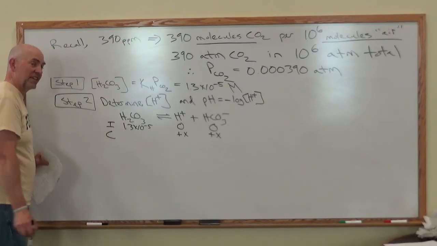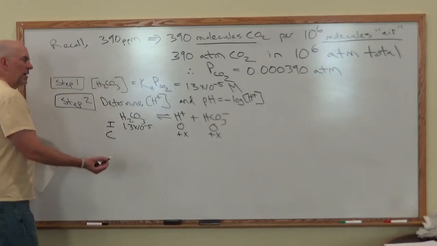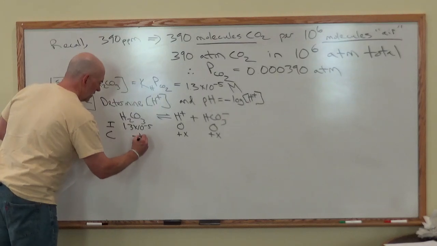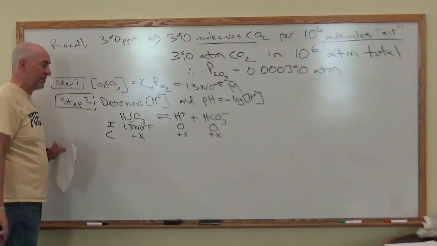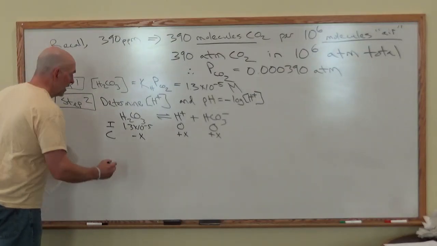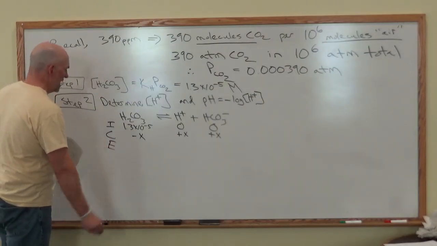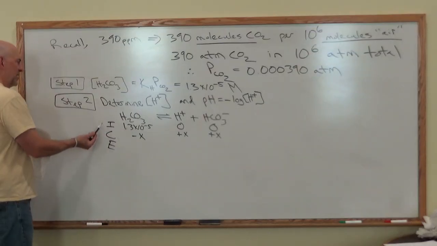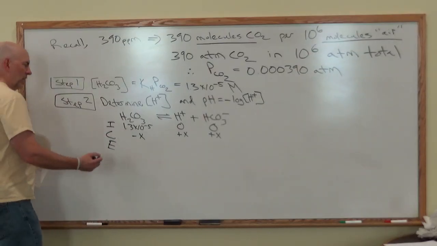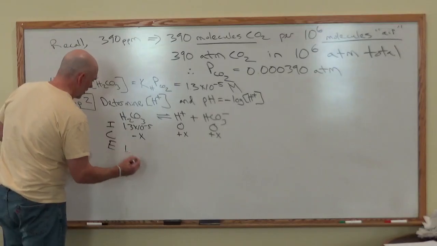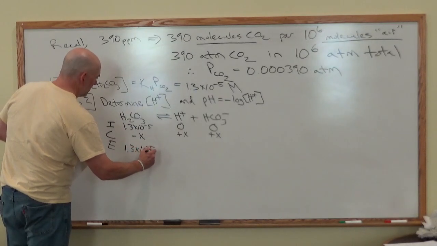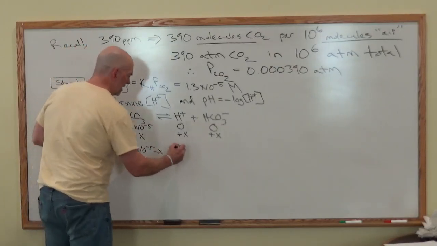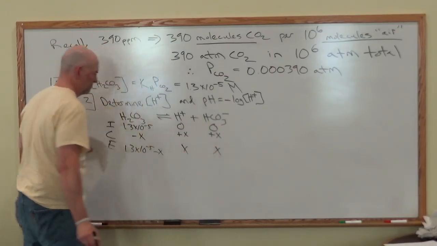Oh, by the way, I'm sorry, C, that means change. And then this is going to go down by the same amount that those two go up. I'll let you think about that stoichiometrically, but don't overthink it. Then you simply combine those two, and now you have equilibrium. We call these ICE tables, initial, change, equilibrium. So the equilibrium concentration is going to be 1.3 times 10 to the minus 5 minus x, and that's just x and x.